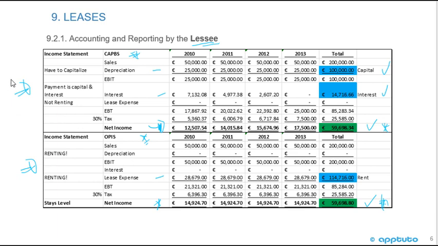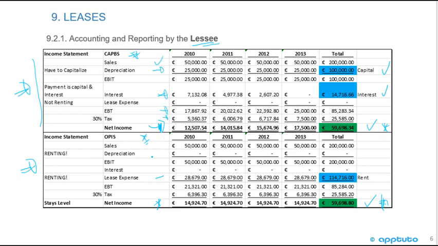So if we start now with the income statement for the capitalized balance sheet, this sales 50,000, that's just a made up number. So we know that if I'm capitalizing it, I've got the depreciation expense. We saw that on the previous slide. Then I've got my interest expense, which is going to give me an EBIT. I'm going to have a tax, and then I'm going to have my net income.